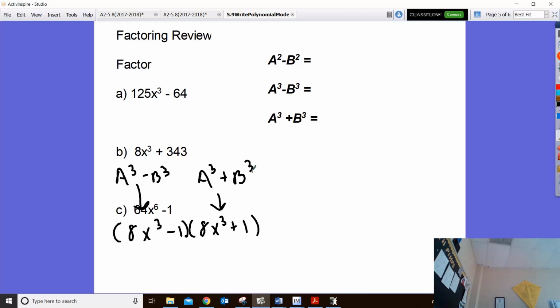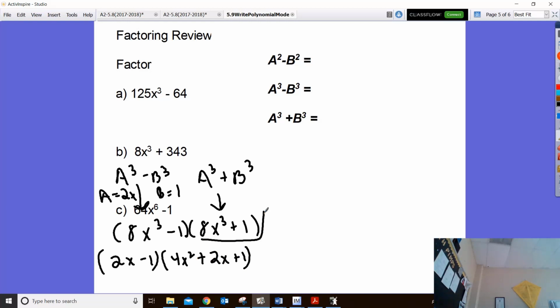What do you cube to become 8x cubed? 2. To what? X. What do you cube to become 1? 1. In both of these situations, a is 2x and b is 1. You have to know your forms too. The minus 1 would be 2x minus 1. Stays the same. You had that acronym, so same. We square the 2x, 4x squared. Opposite, so it's plus now. We multiply 2x and 1. We square the 1. And you'd have to finish that one off. It would be completely backwards.